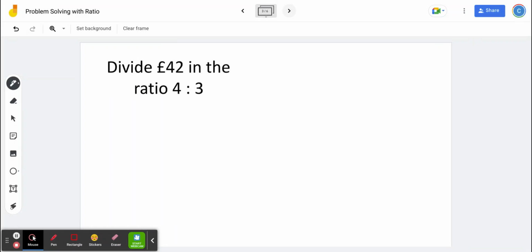Divide £42 into the ratio 4:3. Okay, pause the video and have a go. So this question is slightly different. Instead of one section changing to be 42, what they're talking about is 42 has been shared across the sections. So I'm just going to draw a picture to visualize it, but if you can do this without a picture, that is absolutely fine. And it's been shared across 4 parts on one side and 3 parts on the other side.